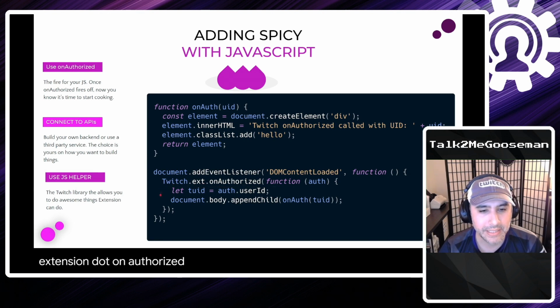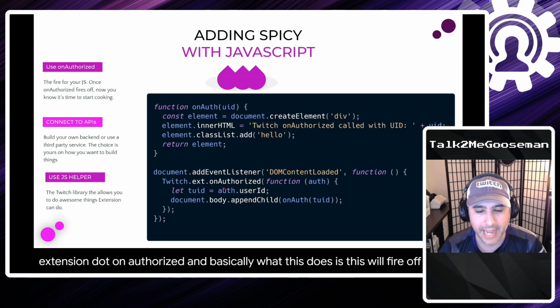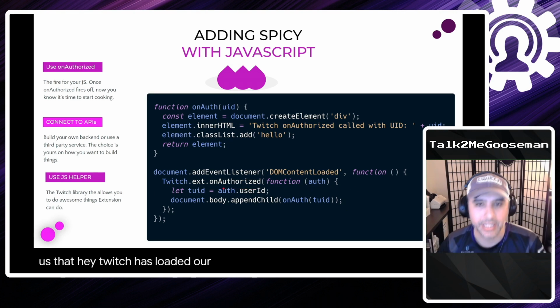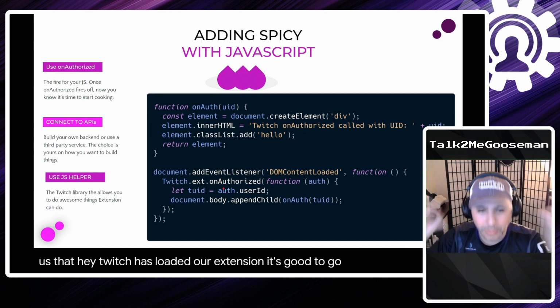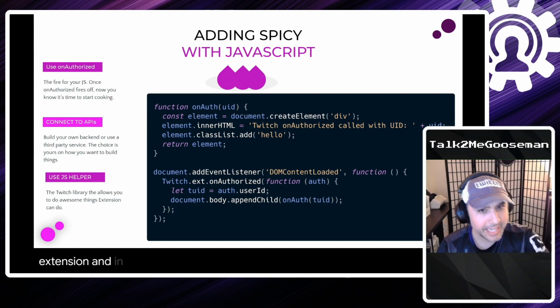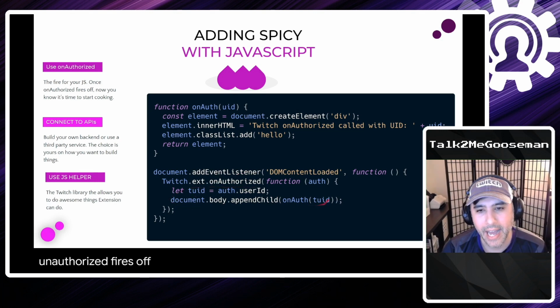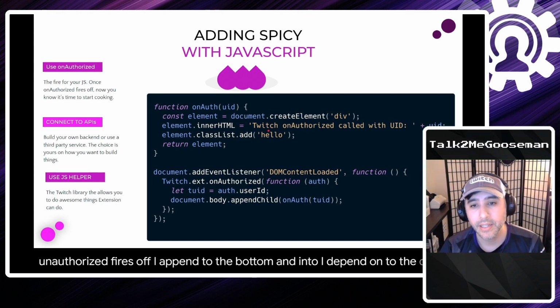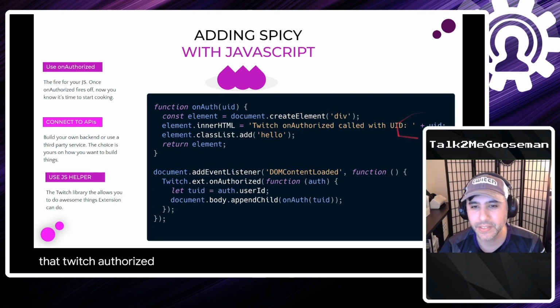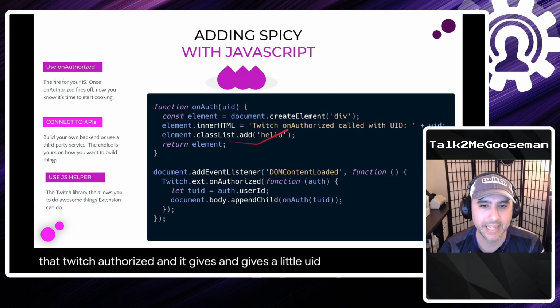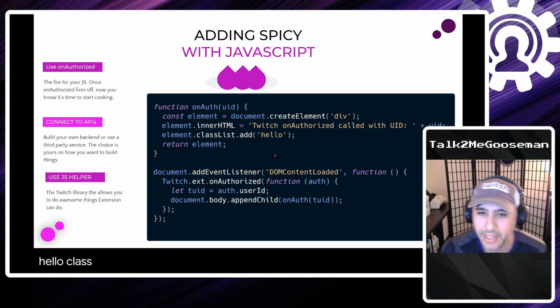twitch.extension.onAuthorized. Basically, what this does is it will fire off, telling us that, hey, Twitch has loaded our extension. It's good to go. Do stuff with your extension. And in this JavaScript example, what I'm doing here is after onAuthorized fires off, I append onto the DOM that Twitch authorized, and it gives us a little UID, and it just adds a little hello class to it.